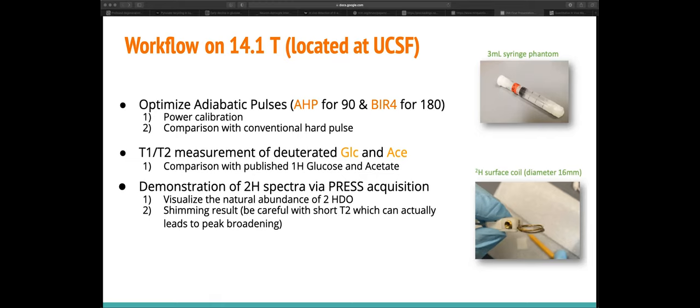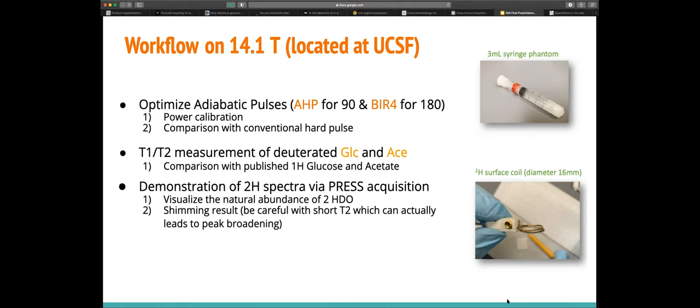We wanted to optimize adiabatic excitation pulses given that we're using a surface coil. And then using those calibrated excitations, we aim to calculate relative T1 and T2 values. And then we wanted to demonstrate some imaging, and we used a PRESS sequence to indicate relative HDO and deuterated line widths compared to what you would expect in an H1 spectroscopy setting. And here we took extra care about shimming because line width is inversely proportional to T2 star.